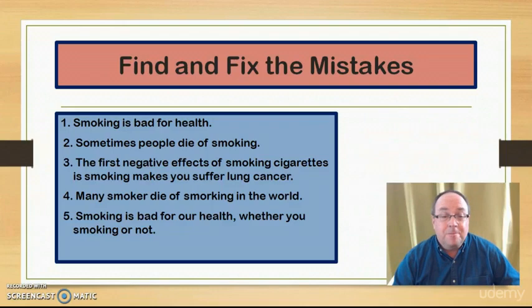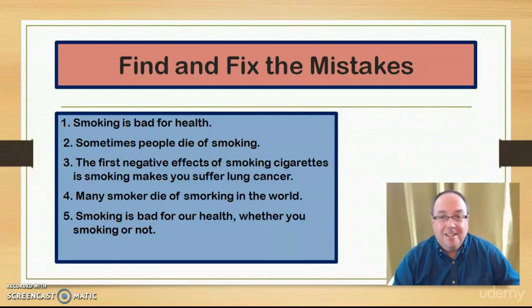So the sentences are: Number 1, smoking is bad for health. Number 2, sometimes people die of smoking. Number 3, the first negative effects of smoking cigarettes is smoking makes you suffer lung cancer. Number 4, many smokers die of smoking in the world. And number 5, smoking is bad for our health, whether you smoking or not.